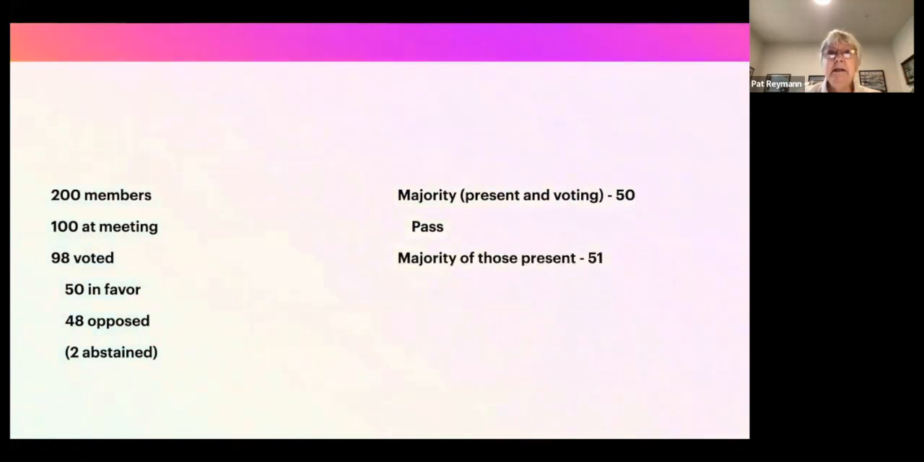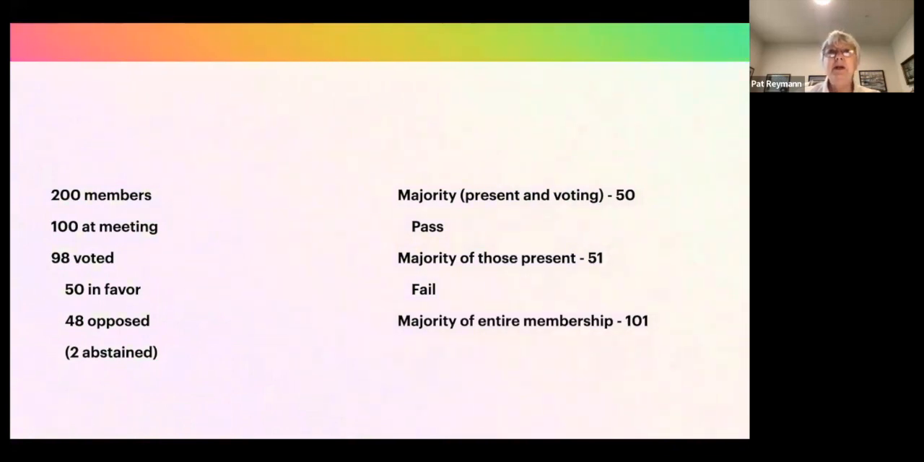Let's say instead it says you need a majority of those present. Well, there are 100 that are present. A majority of 100 is 51. So would this motion pass? No, it comes up short by 1. So that motion would fail if it says you needed a majority of those present.